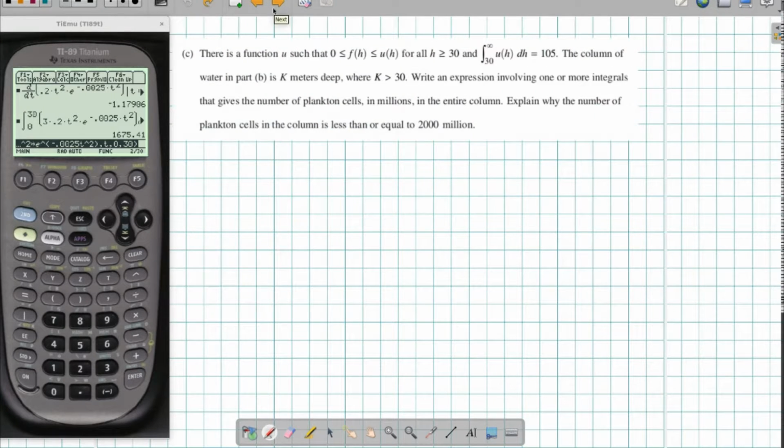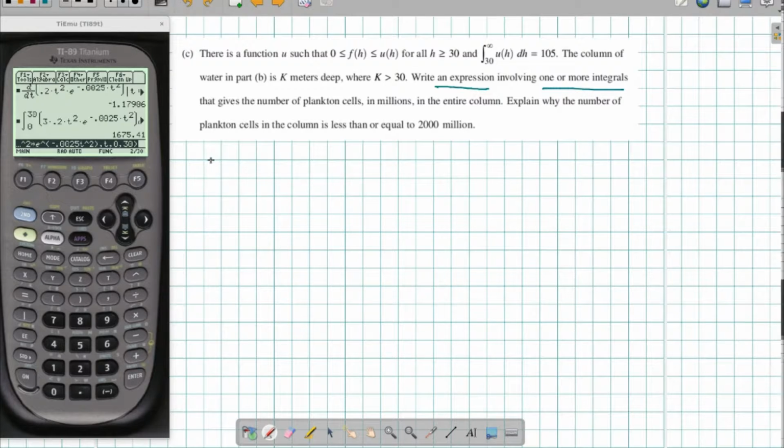On to part C. Part C says there is a function u such that 0 is less than f of h is less than u of h for all h greater than 30, and the integral from 30 to infinity of u of h dh is equal to 105. The column of water in part B is k meters deep where k is greater than 30. Write an expression involving one or more integrals that gives the number of plankton cells in millions in the entire column, and explain why the number of plankton cells is less than or equal to 200 million.